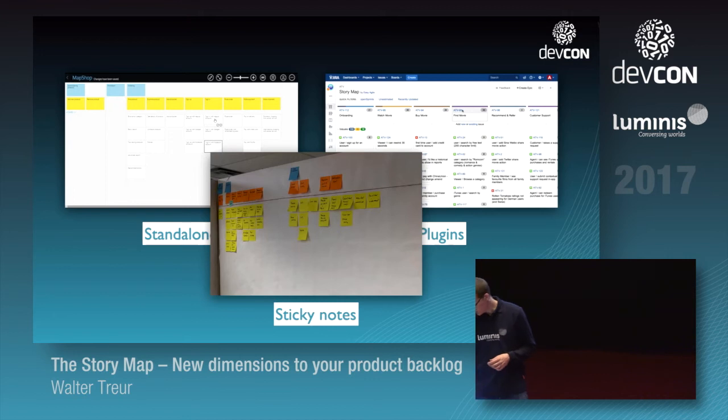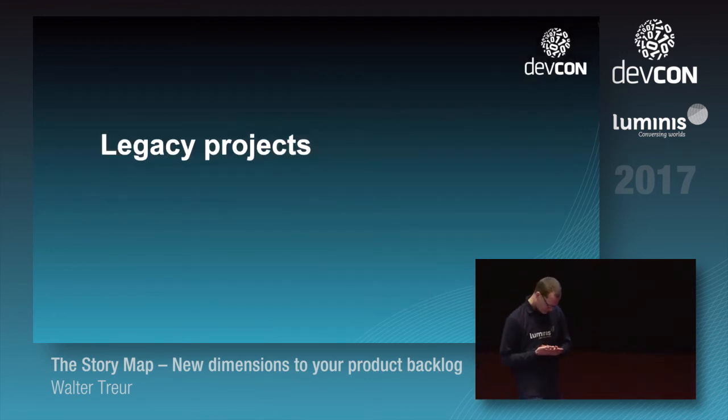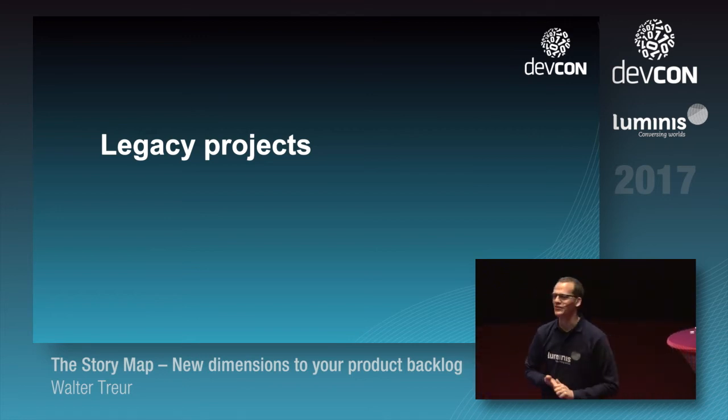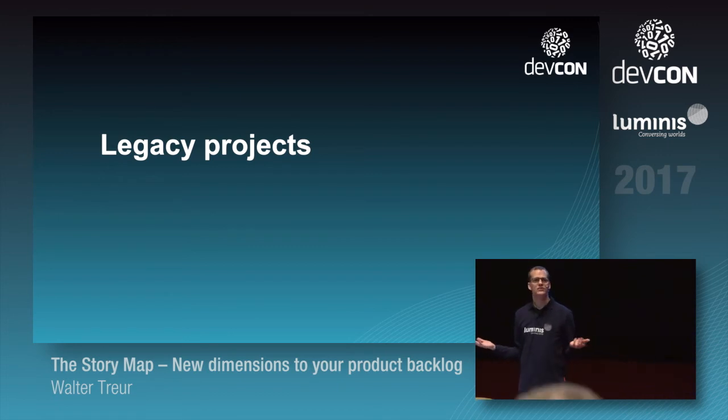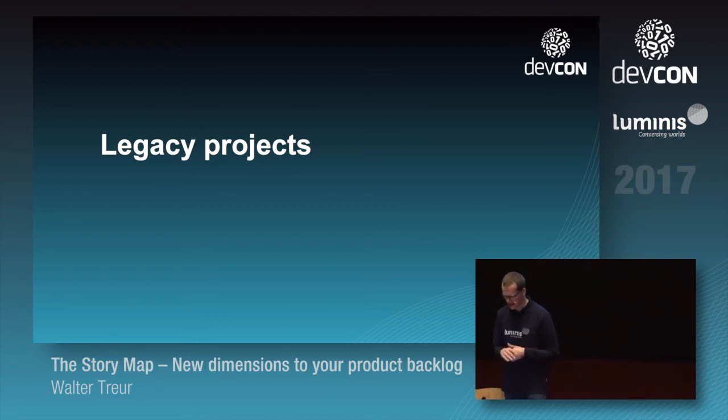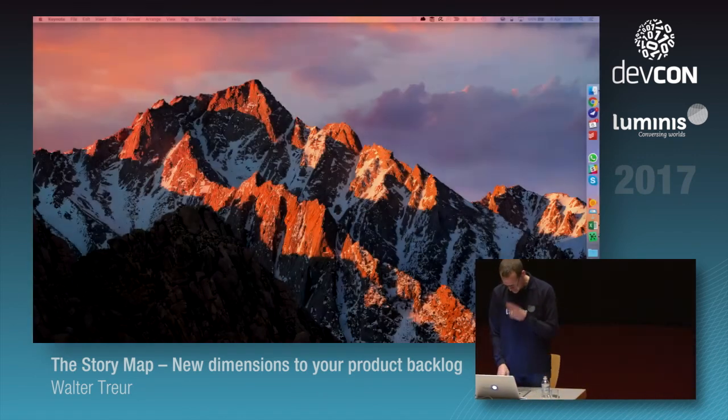So what about those big, old, legacy projects? Or just your existing project? What if we have a product backlog and we want to benefit from the advantages of user story mapping? Where do we start? And this is where I'm going to lose my slides a bit and take you to some real-world example.